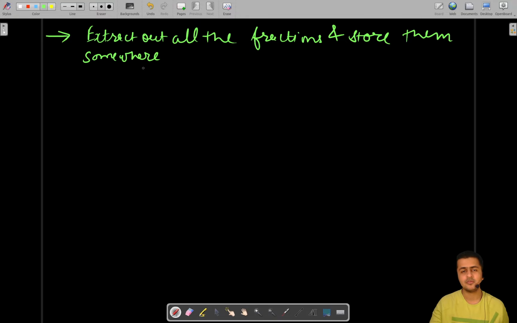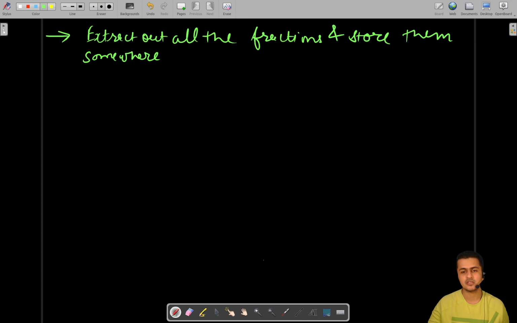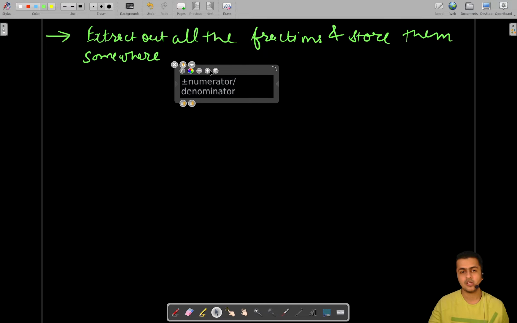Okay, and in which format you might be wanting to have those fractions? The format that is mentioned in the constraints. Okay, so this is the format that you will be wanting to have your fractions in. Okay, this format, numerator by denominator and their sign.